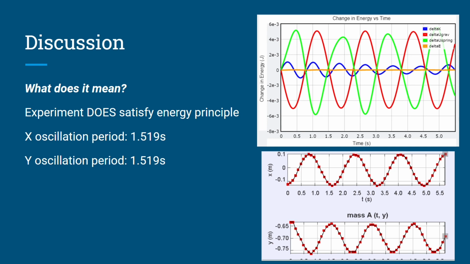When estimating the oscillation period, one was taken from the x positions and one was taken from the y, and both were found to be equal to 1.519 seconds. This technically makes both accurate estimates, however the y position one should be used as it is in the same direction as the stretch of the spring.